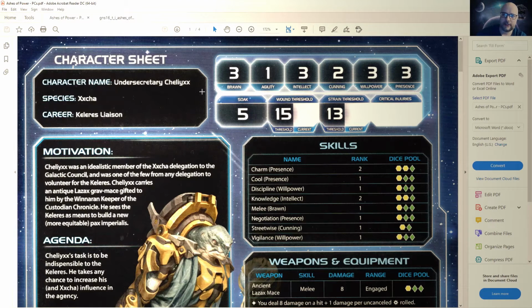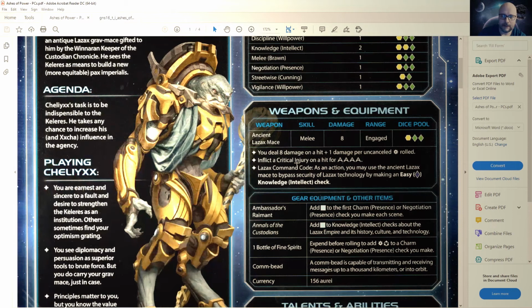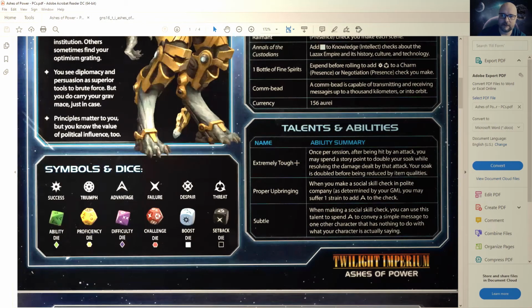Now, things like soak, wound threshold, and strain threshold can be a little bit tougher, because you have to take into account their gear, and these pre-gen characters didn't really go into what type of armor they were wearing.